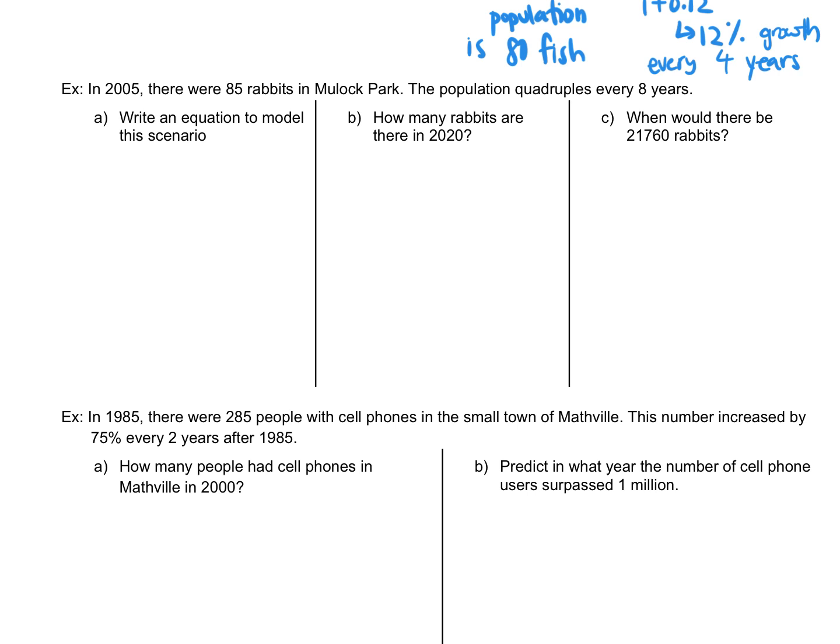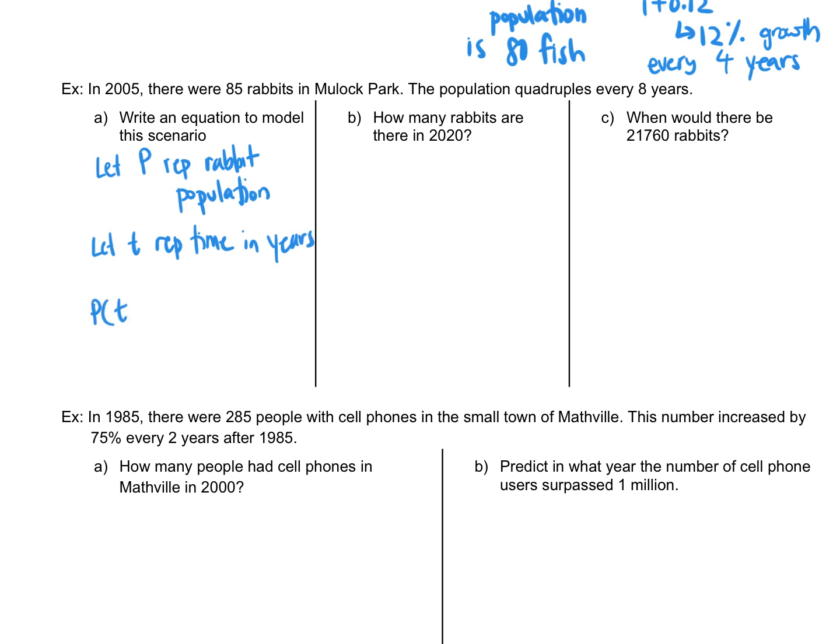Well, first of all, I'm going to need variables, and then I'll write my equation. We're dealing with population, and for time, we have years. So I'm going to say, let P represent rabbit population. I could have also used R for rabbit instead of P for population. And let T represent time in years.